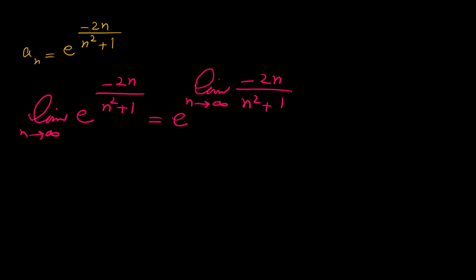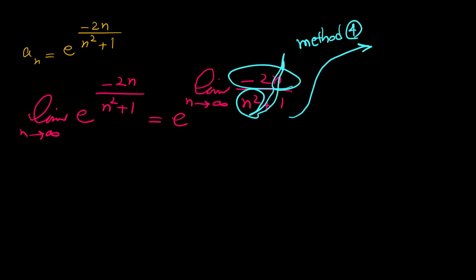Look at this. We have negative 2n over n to the 2 plus 1. In different ways, you can find this limit. If you want to use the fourth method, in the fourth method, we look at the degree. The degree of the top is 1. The degree of the bottom is 2. When the degree of the top is less than the bottom, the limit is 0. So this is e to the 0, and then the answer is 1. This is one way for finding this limit.